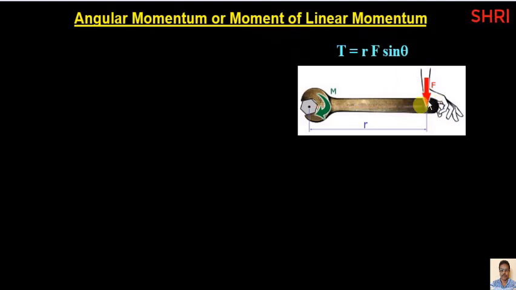In the same way, if we replace this force by momentum, linear momentum, then we will get the formula r p sin theta, and that quantity is called moment of linear momentum or angular momentum. Just like when force is multiplied by r, then it is moment of force. In the same way, if the linear momentum is multiplied by r, then it becomes moment of linear momentum, or you can say moment of momentum, or angular momentum.